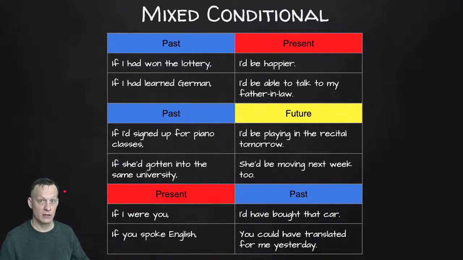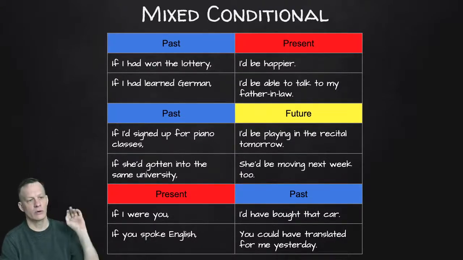If you spoke English, you don't speak English, but if you spoke English, you could have translated for me yesterday. I needed an English translator yesterday. You were with me, but you don't speak English. You didn't speak English yesterday. You don't speak English today. If you spoke English, you could have translated for me yesterday. So here are three examples, three types of mixed conditionals, and I've got three more now I want to show you, and then we'll practice, and we'll call it a day.